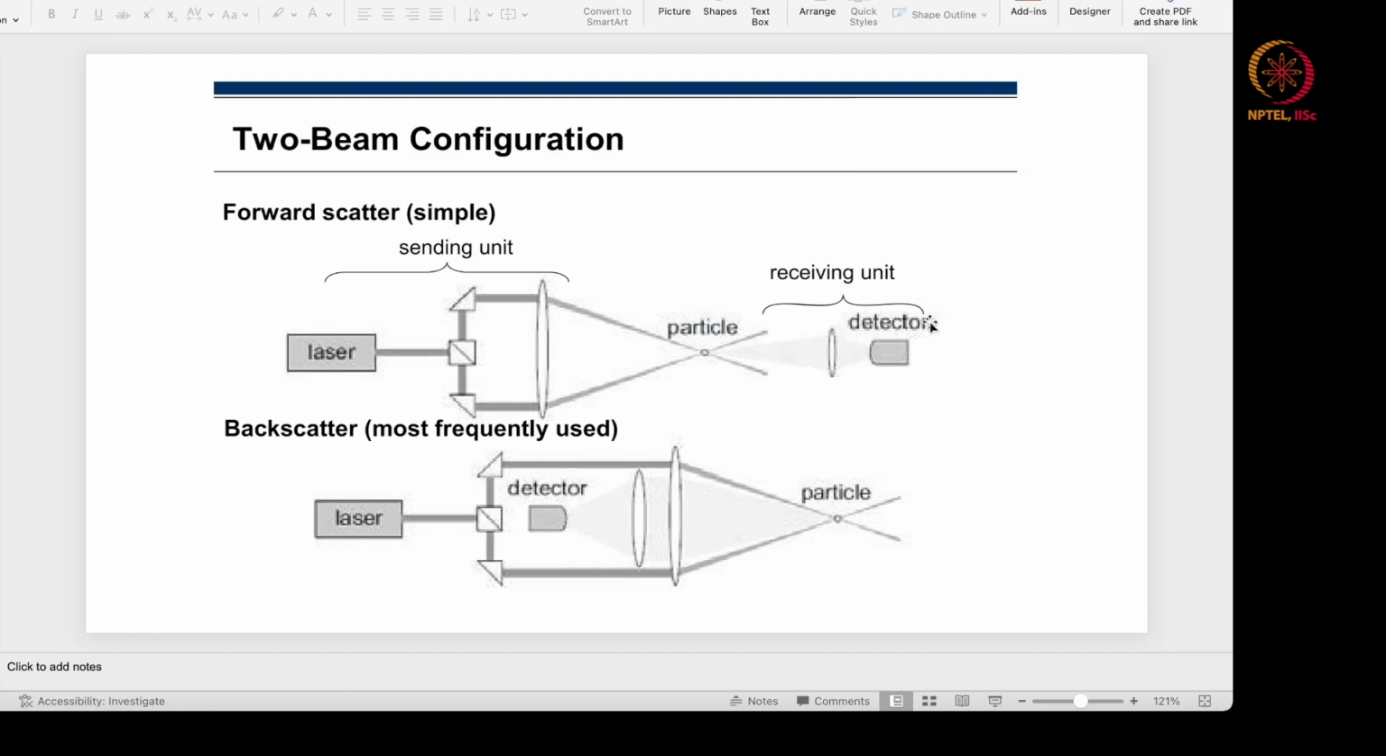And then this is what you collect in the forward scatter. The forward scatter, as you know, can be quite high, 100 times higher than the backward scatter. But in the backward scatter, the detector and the laser are all in one unit. So it is backscattered and fed by another optics, where it goes into the photo detector. The advantage of forward scatter is that it is very simple.